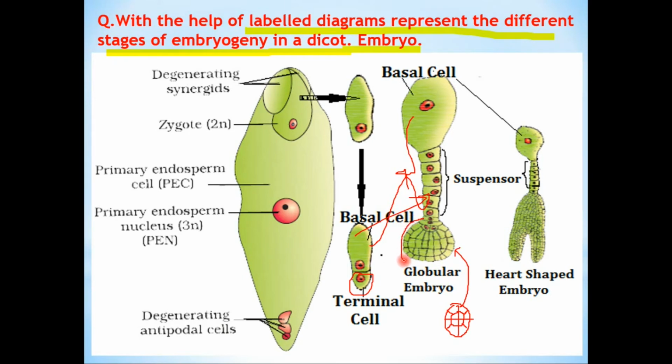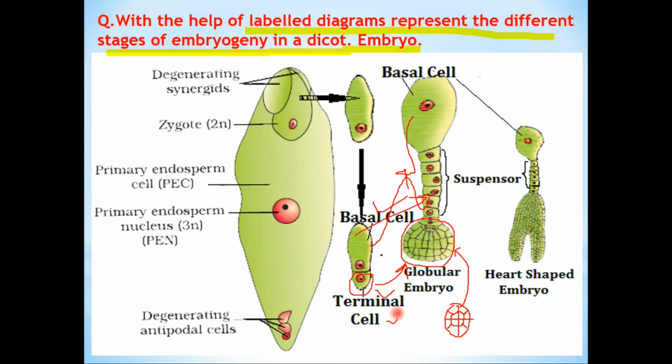This is the globular embryo, which you can see here. Globular, which has a spherical structure. From where has this spherical structure been formed? This is the terminal cell. You must remember, in the medical entrance exams it is asked whether the globular embryo originates from the basal cell, or from the terminal cell, or from basal cell and terminal cell, or there may be one choice called either from basal cell or from a terminal cell. It varies from species to species.